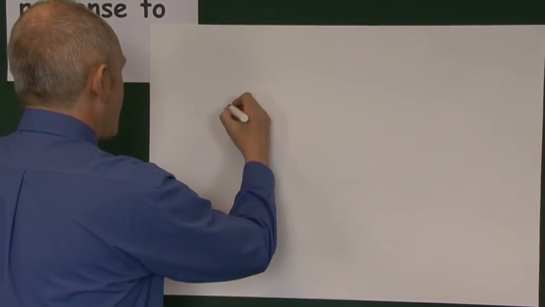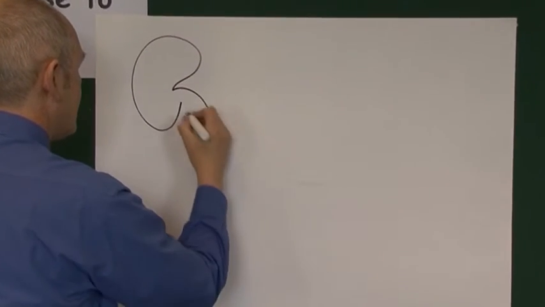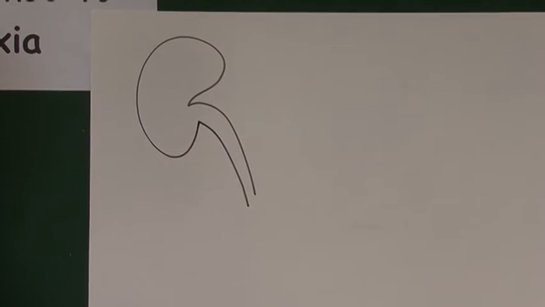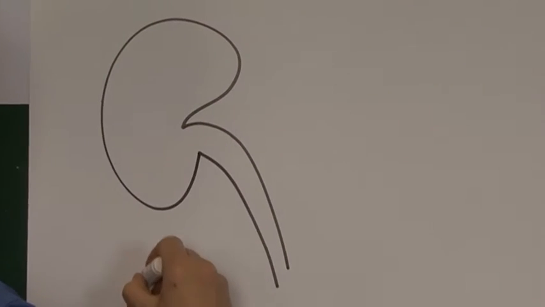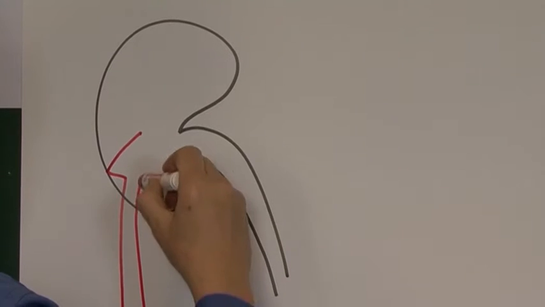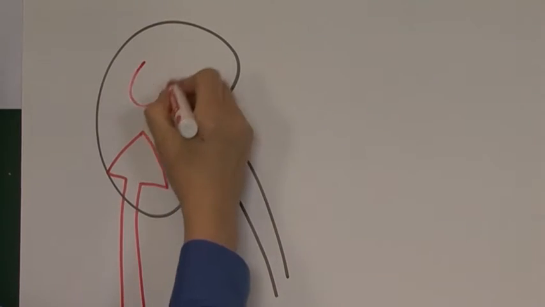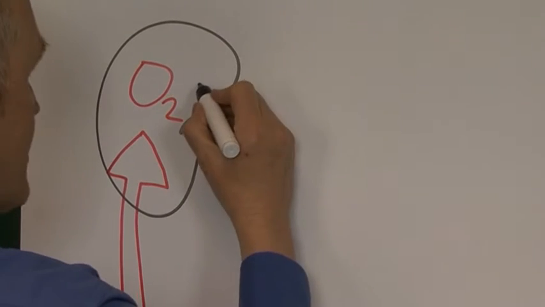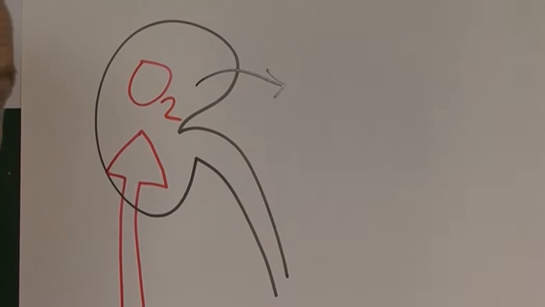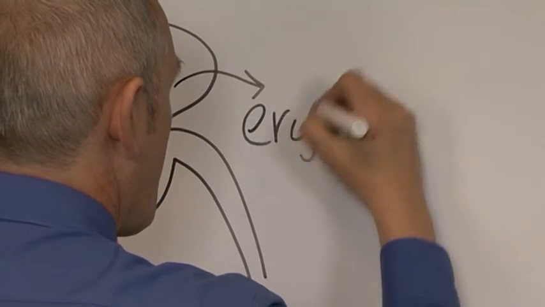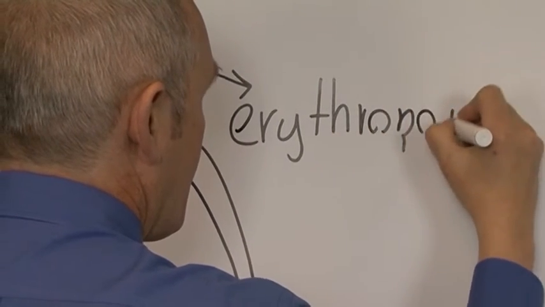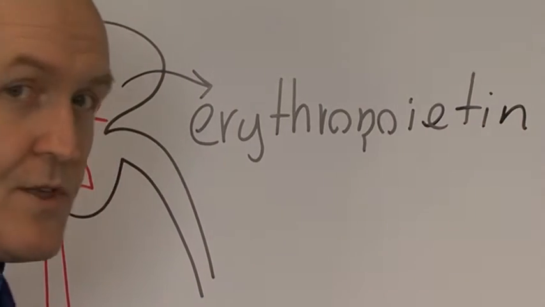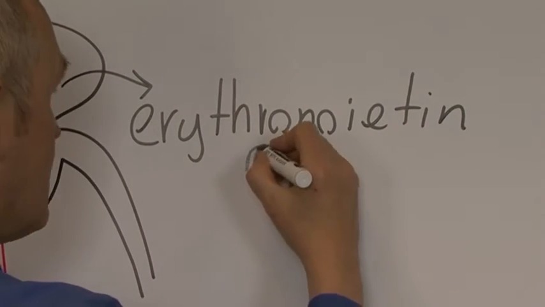So the kidneys are able to detect the amount of oxygen going through them. The kidneys sample the arterial blood going into them, and they estimate the amount of oxygen in that arterial blood. And if the amount of oxygen in the arterial blood going to the kidney drops, the kidneys respond by releasing an endocrine hormone called erythropoietin. Sometimes it's just called EPO.